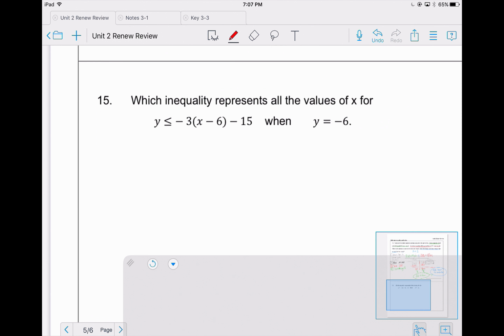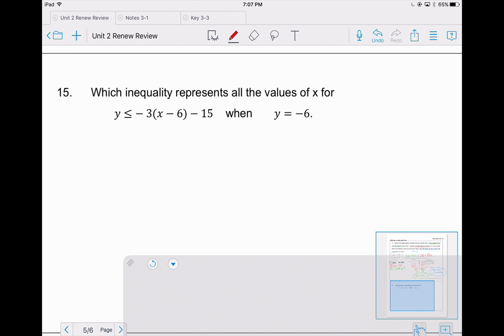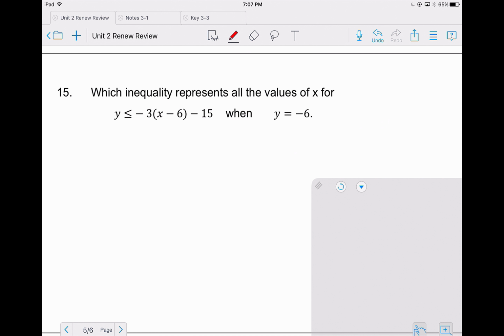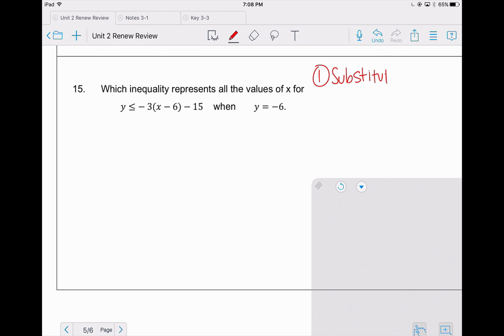Problem 15 is a super fun one. Which inequality represents all the values of x for y is less than or equal to -3 times (x minus 6) minus 15 when y equals -6? So my first step here is different than any other first step we've had. We are going to replace or substitute -6 for y.